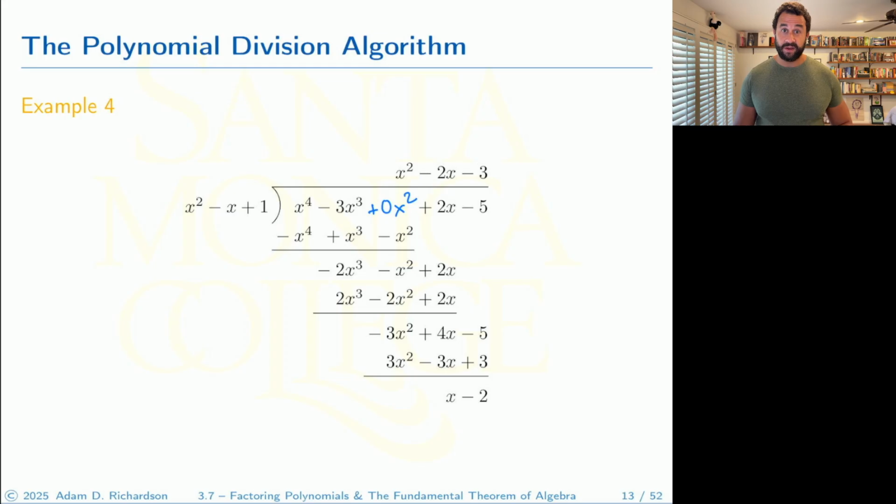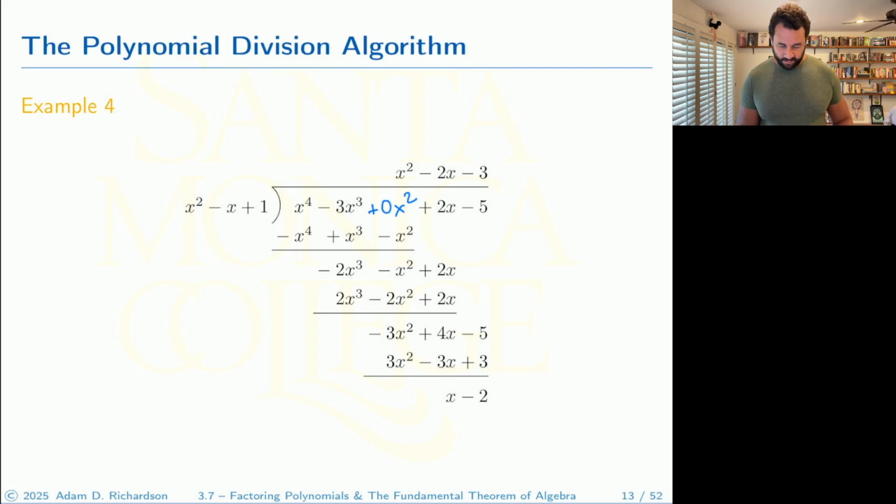Then I keep going, right? We keep going until the degree of the result here is less than the degree of the divisor. So we got to keep going, right? There's a halting condition, and that halting condition is when the degree of this result is strictly less than the degree of the divisor. So we got to do it one more time.